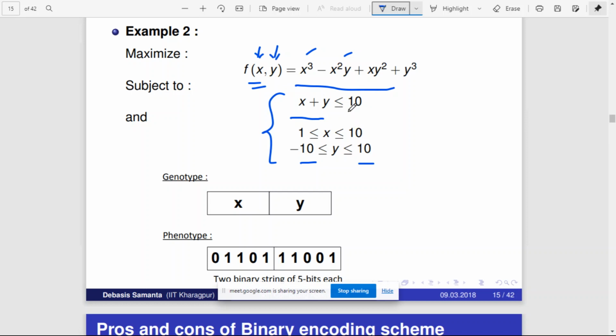Given these constraints, what are the constraints? X plus y should be less than or equal to 10, x should be between 1 and 10, and y should be between minus 10 and plus 10. Okay, so here the genotype includes two variables, x and y. There are two variables, right? And this may be one possible phenotype. We are taking x as one value, y as another value. So here x is again 13. X is equal to 13. This is the decimal equivalent of this binary value.